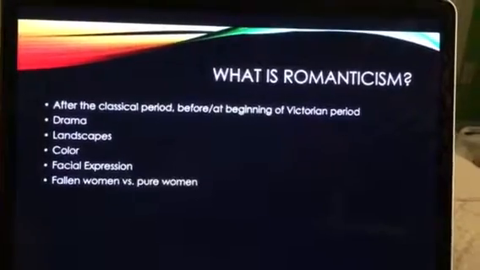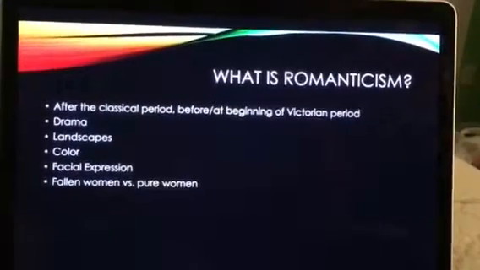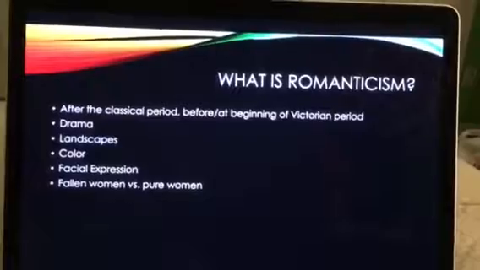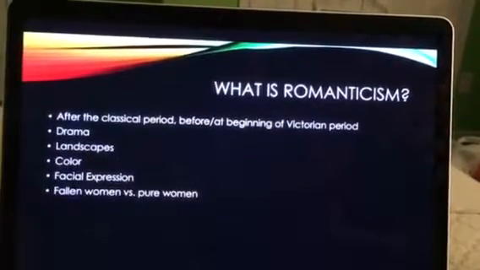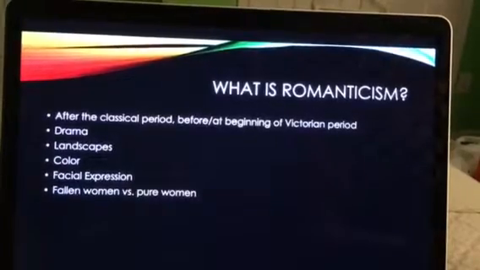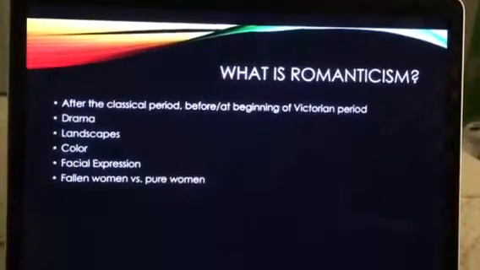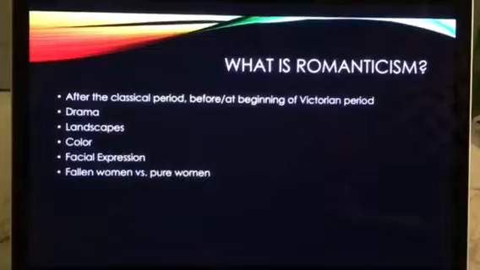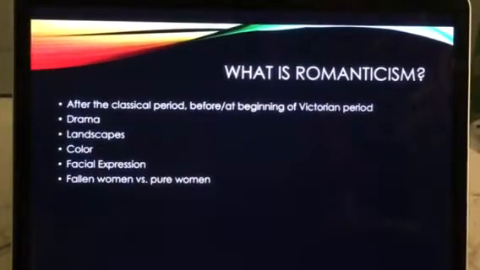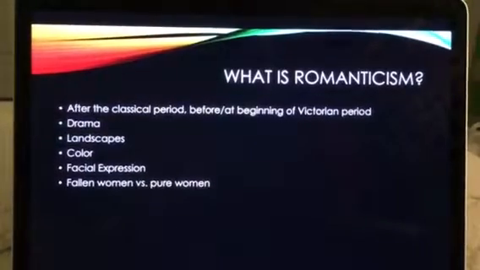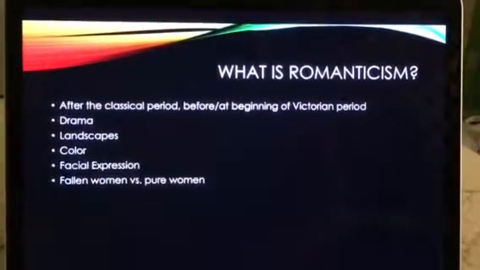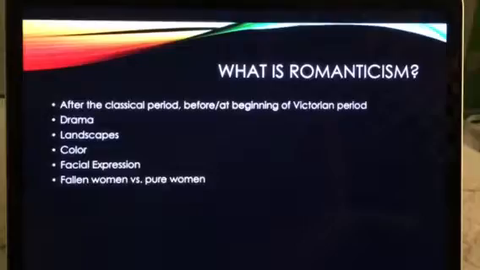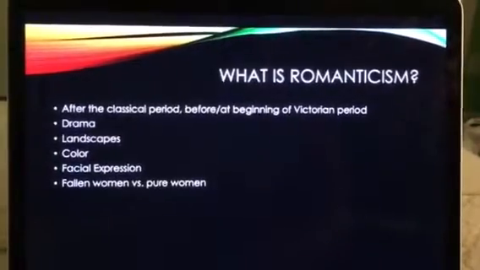It showcases the difference between fallen women and pure women. A pure woman being a blonde, holy virgin, and a fallen woman being a prostitute with crazy red hair. These women are usually shown in different positions in art, which makes it easy to find the difference between them, instead of just their hair color.